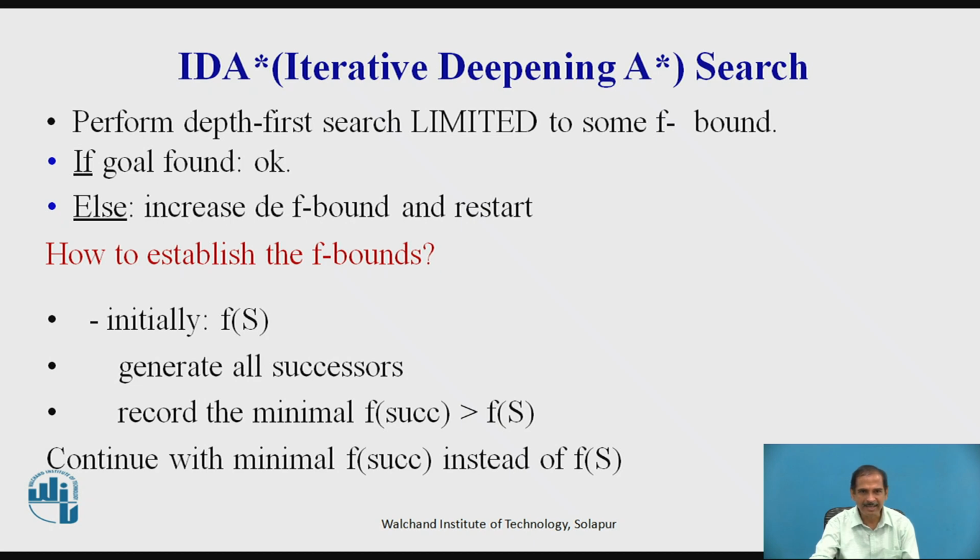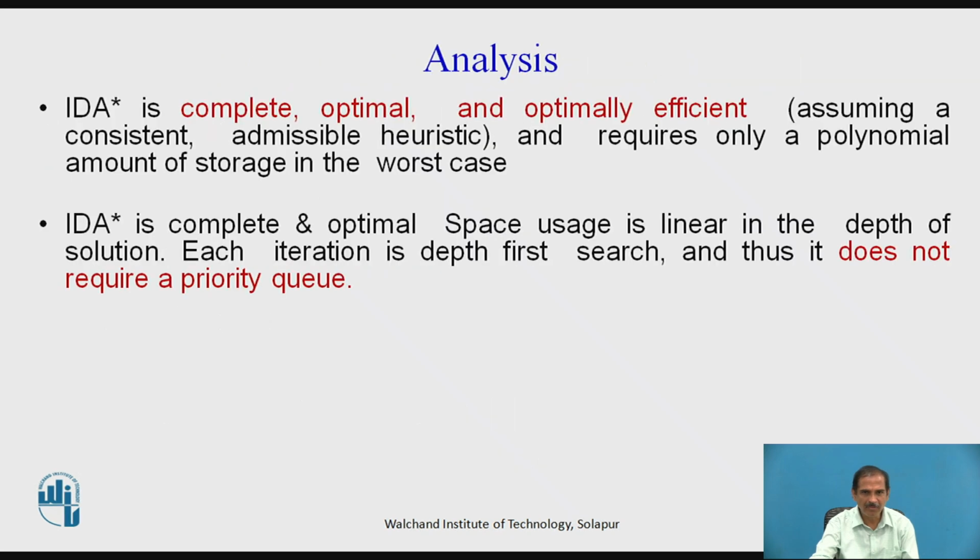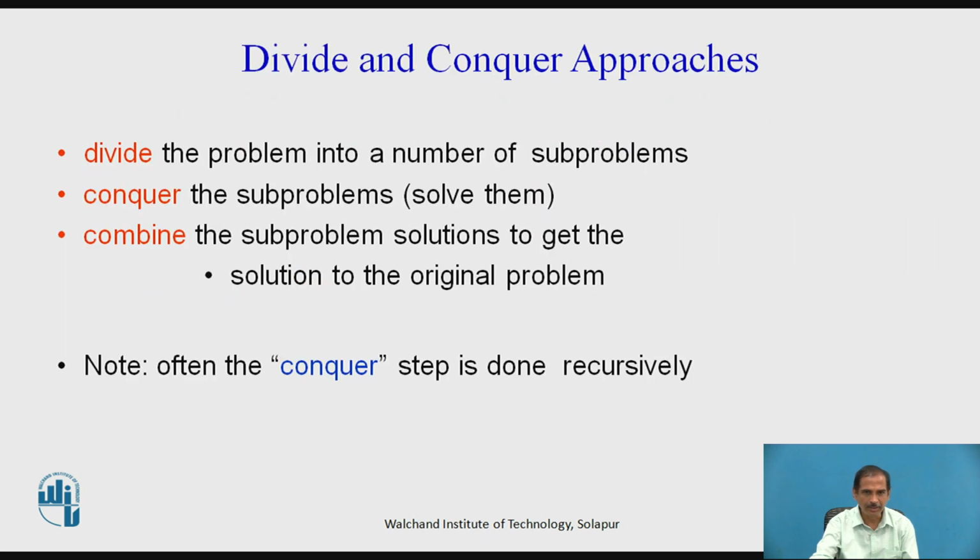How to establish this F bound? Initially set the F bound to F of start and generate all the successors. Record the minimum successor that is greater than the F bound which we initially considered, and continue with the minimal successor instead. IDA star is complete, optimally efficient, and does not require a priority queue for execution.